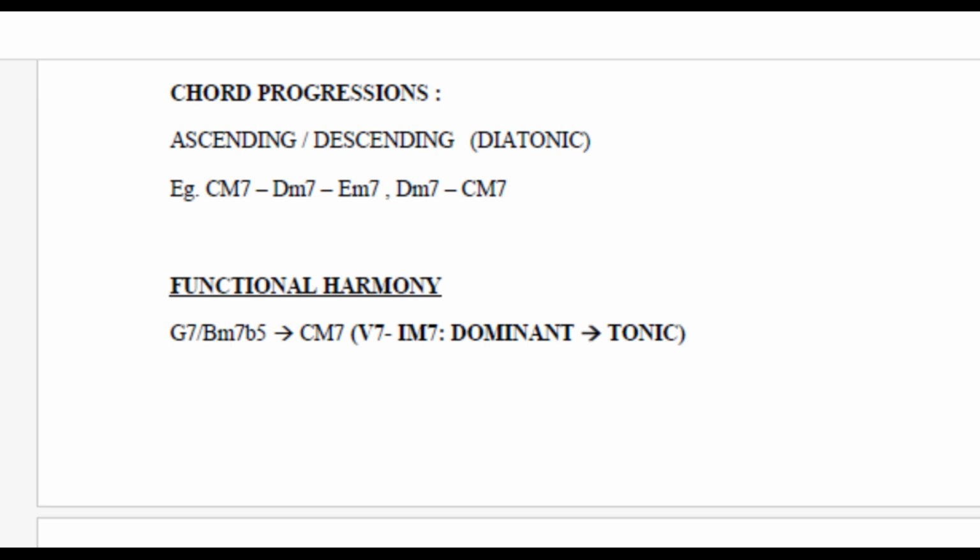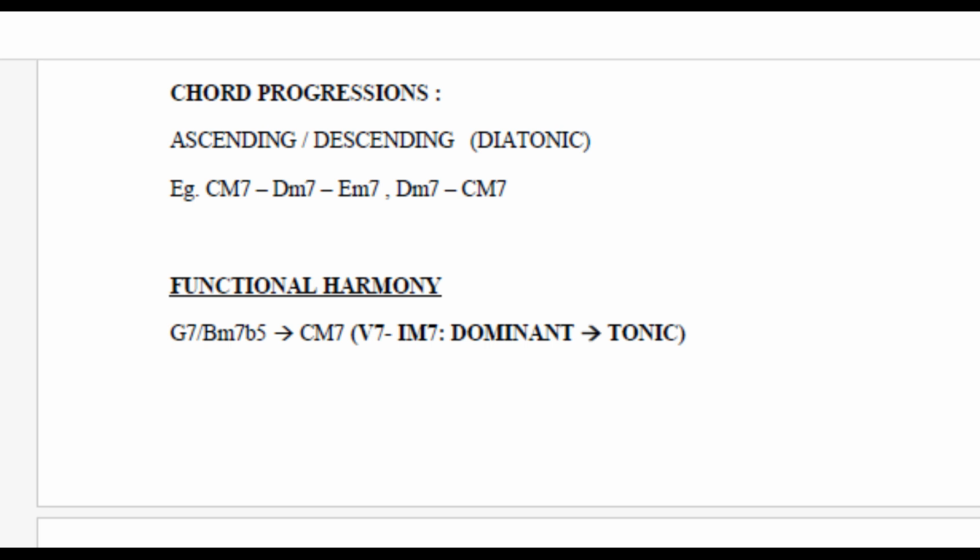Now let us look at some commonly used chord progressions in the jazz style using only the diatonic chords. The first type of chord progression is what is known as the ascending or the descending chord progression. So here you can see on your screen there is an example that has been written out.